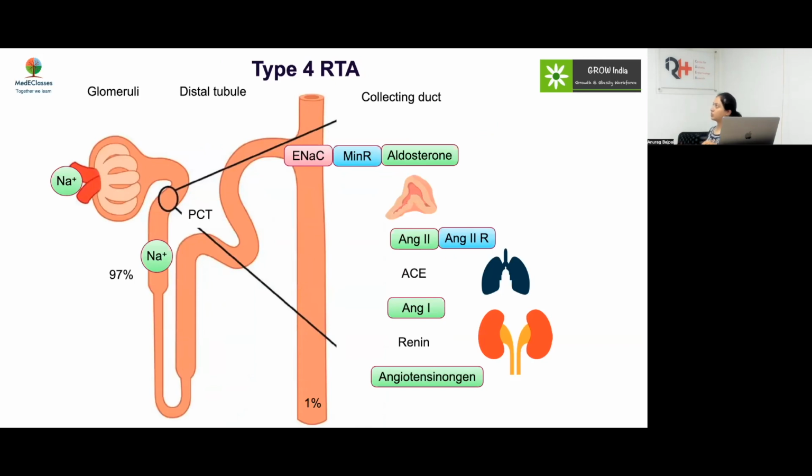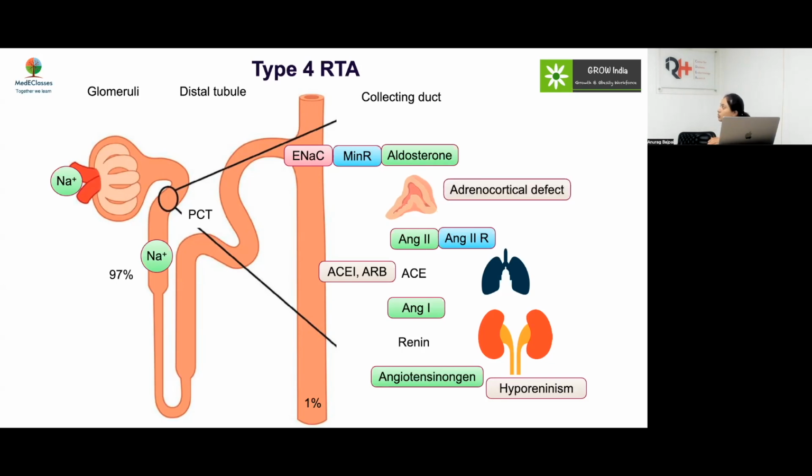Now, the common conditions associated with type 4 RTA are hyporeninism that one may see, problems in the ACE inhibitor or ARB axis, so ACE inhibitors and angiotensin receptor blockers, problems in mineralocorticoid production, so adrenocortical defects or drugs that may affect the mineralocorticoid synthesis, aldosterone synthesis, that is a defect in the aldosterone synthase enzyme, or a blockade at the level of the mineralocorticoid receptor or ENaC channels, which may be either acquired or congenital, like pseudohypoaldosteronism, the autosomal dominant and autosomal recessive forms.